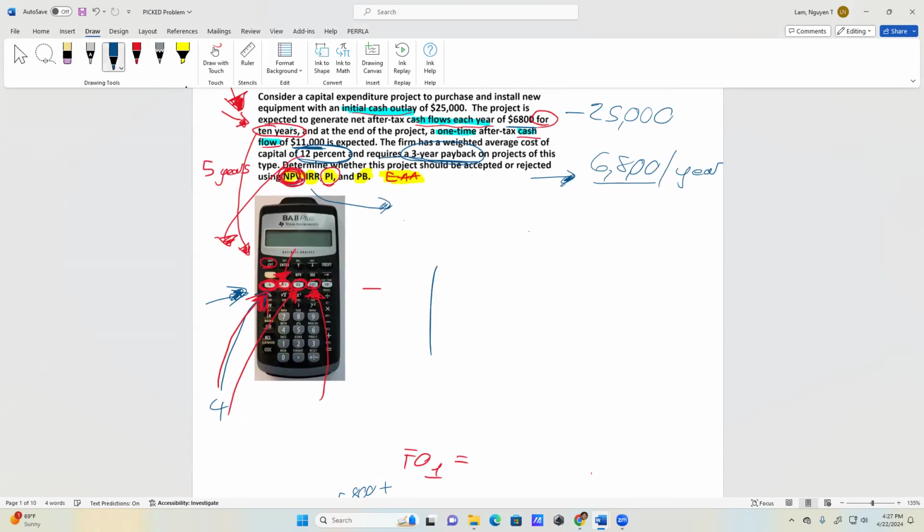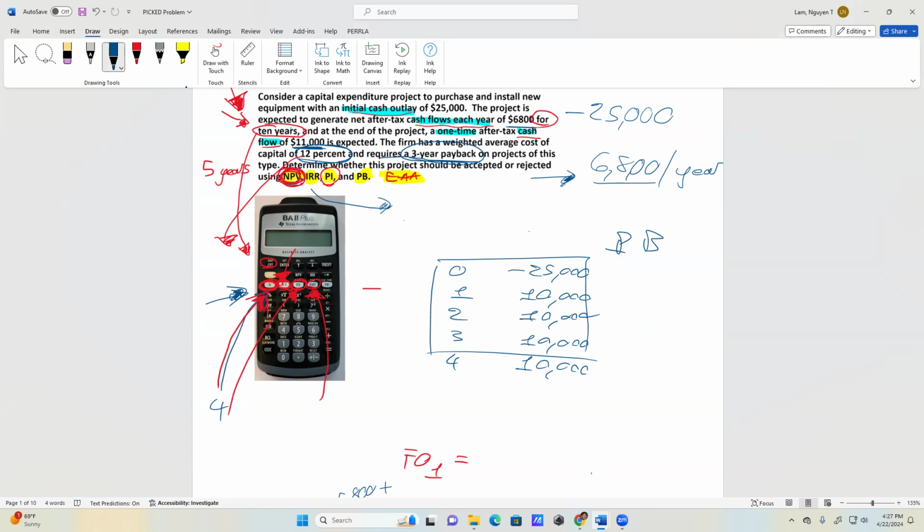However, if instead they give you a chart like this, and they say that right now, the cost of the project is 25,000. The first year is going to give you back 10,000. Second year gives you back 10,000. Third year will be 10,000. Fourth year is another 10,000. And then they ask, what is the PB?